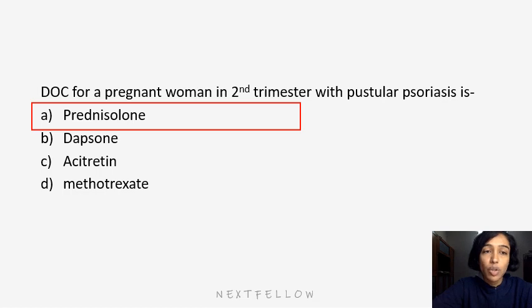of pregnancy. It's also known as impetigo herpetiformis. Okay? It's a name which can confuse because it is neither impetigo nor herpes. So this is just a misnomer. You just need to remember impetigo herpetiformis is another name for generalized pustular psoriasis in pregnancy.